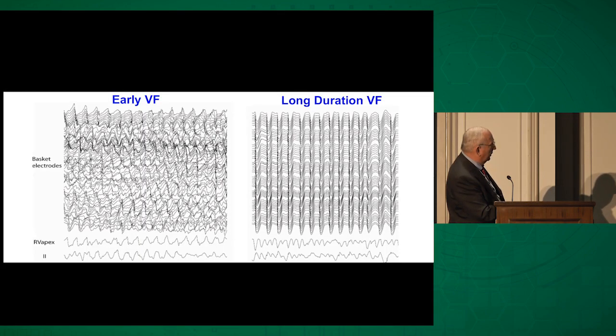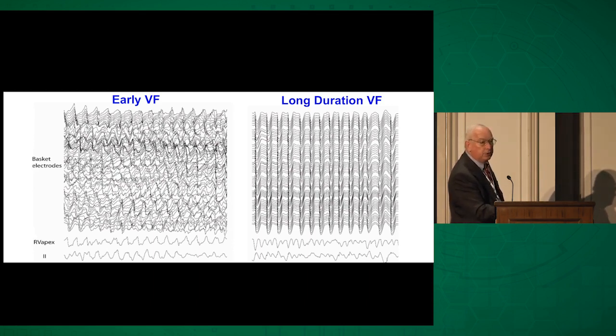Here's early VF. These are the 64 electrode recordings from the LV basket. There's 8 along one strut. I think it's going endo to epi. Here's 1 electrode from the RV, and here's limb lead 2. So there's VF, and that's what you expect. But this, we did not expect.